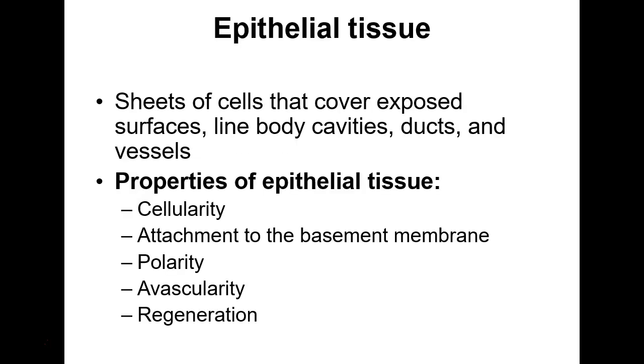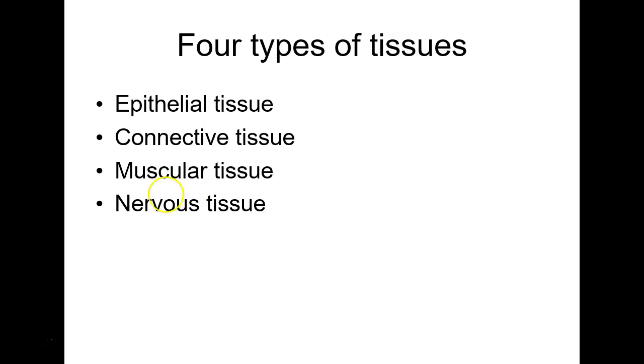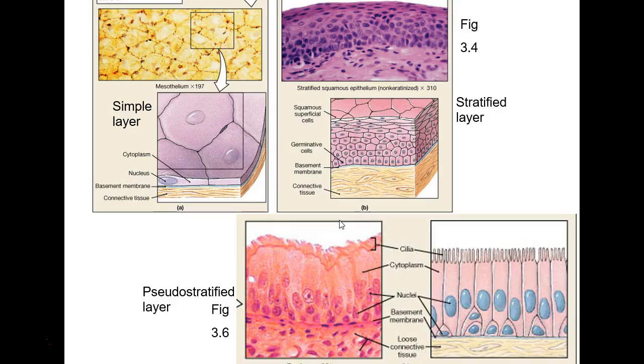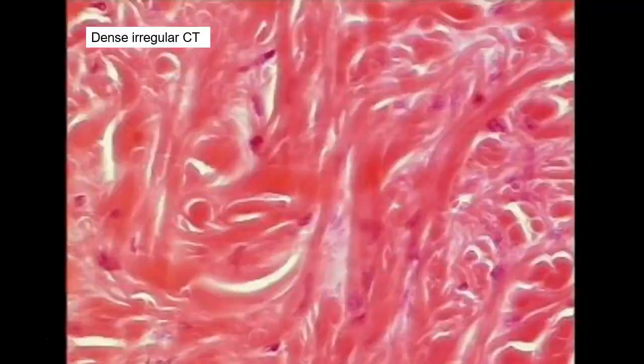All right. Let's talk a little. Well, you know what? Let's do the easiest one first. I'm going to have to scoot to the back of this PowerPoint. Let's do nervous tissue first, and then we'll do muscular tissue. Those are the easiest two. Okay, so I'm going to go all the way to the back.